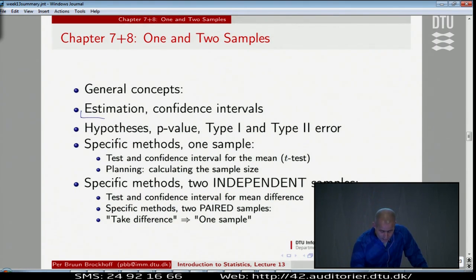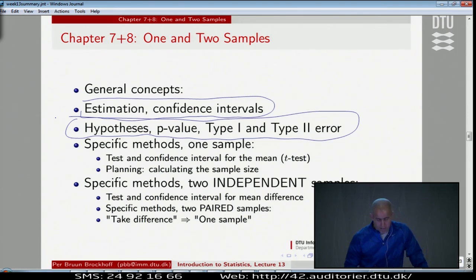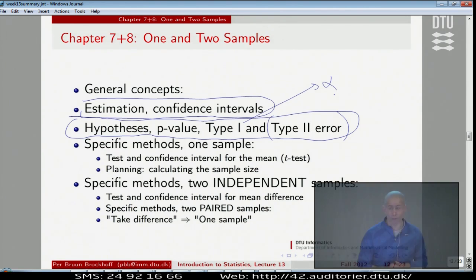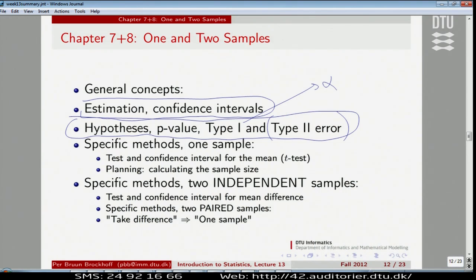We can estimate things with confidence intervals, and we can do hypothesis tests. With hypothesis tests come p-values, type 1 and 2 errors. We didn't spend so much time on the type 2 error. The type 1 error is the one we always control. That's the risk that we know we are taking. And there are 2 things we do. We do confidence intervals and we do hypothesis tests. Those are our tools for doing the statistics, the intelligent part.